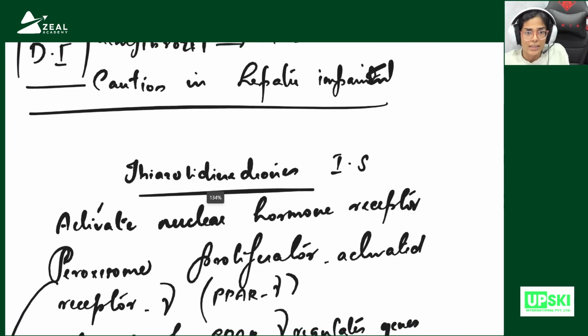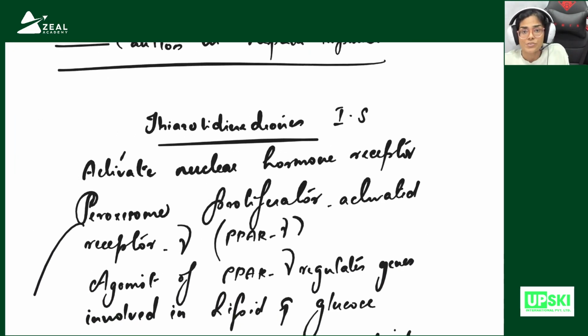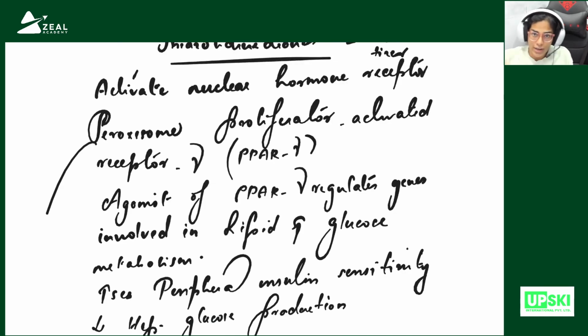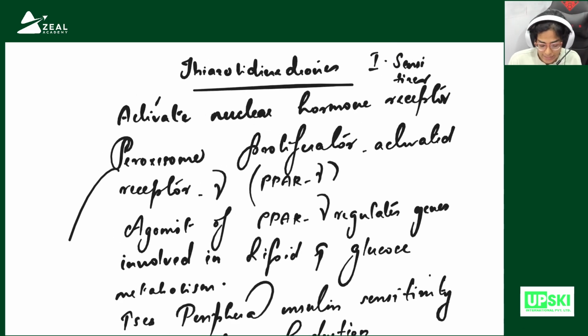Now, the next category of drugs is thiazolidinediones. They are insulin sensitizers. These have a unique mechanism of action. They activate a particular type of receptor called PPAR gamma, which is a nuclear hormone receptor. The expanded form is peroxisome proliferator activated receptor gamma. This receptor is responsible for glucose and lipid metabolism. So agonists of it, pioglitazone and rosiglitazone, are the two drugs coming under this category.